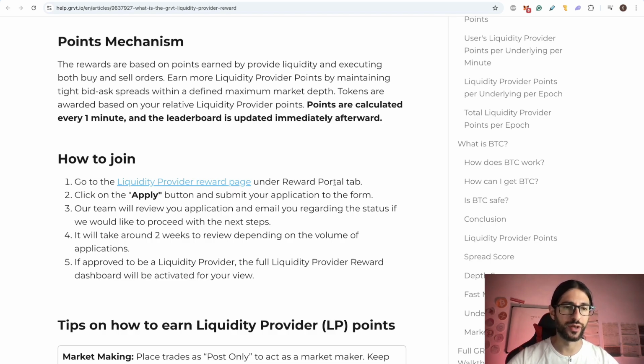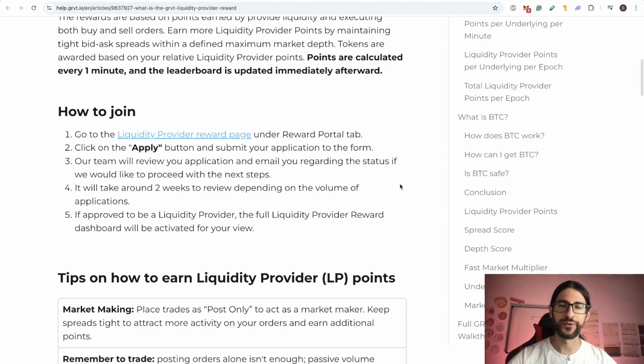Points are calculated every minute and the leaderboard is updated immediately after. Sometimes I needed to wait some time before I saw my liquidity points on the dashboard of the GRVT airdrop, so before saying that you are not getting your points, be sure to wait a couple of hours.